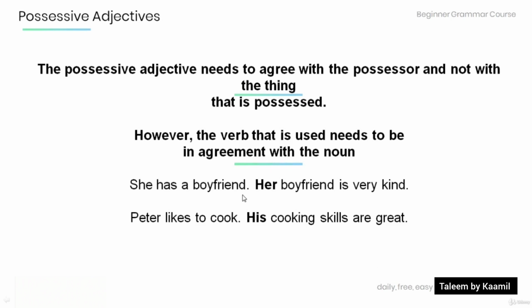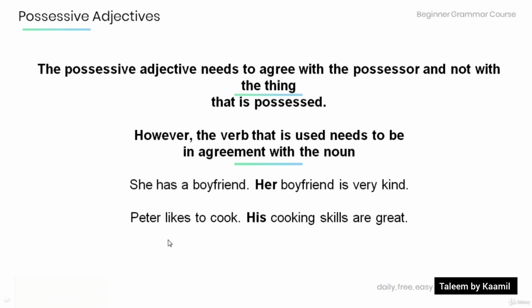She has a boyfriend. Her boyfriend is very kind. Note that the possessive adjective her is in agreement with what is possessed, which is boyfriend, and the noun boyfriend is in agreement with the verb is.